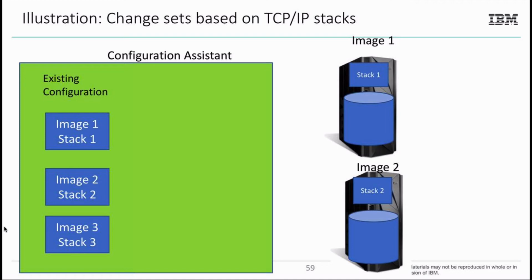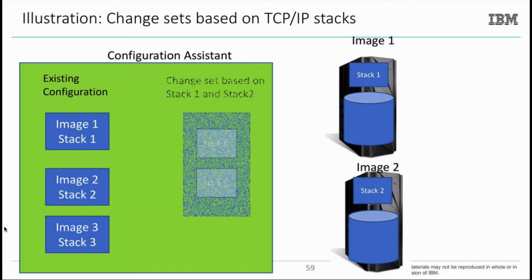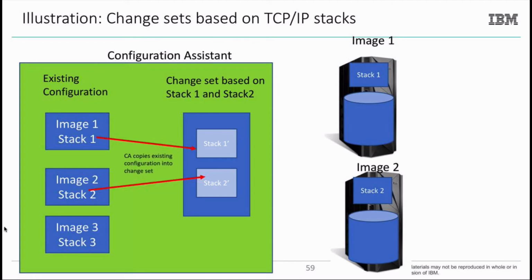Here's a conceptual view of the Configuration Assistant where I have an existing configuration, 3 images, 3 stacks. I want to make a change to 2 of those stacks. I create a change set, which is a separate object based on stack 1 and stack 2. The Configuration Assistant copies the existing configuration into the change set. You edit the configuration in the change set. So you go in the change set and you edit stack 1, you edit stack 2, and you make the changes that you want. Those are the user changes.